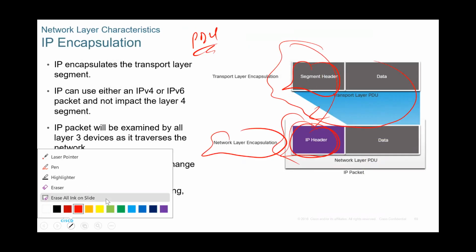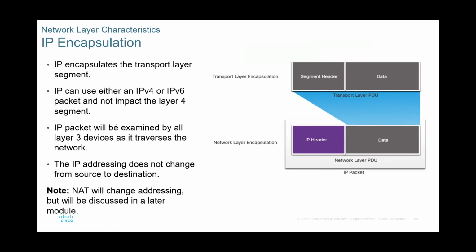So this is where your IP address is added, source and destination. I've said that, but there are some concepts you need to understand here. The IP address does not change from source to destination. This is interesting. You need to know that. Unlike the MAC address.